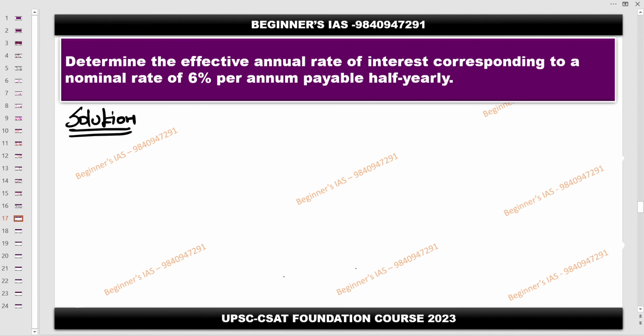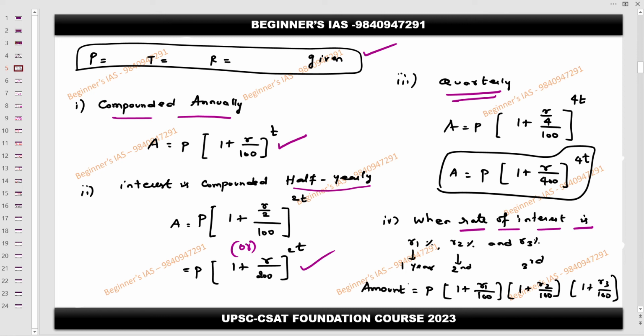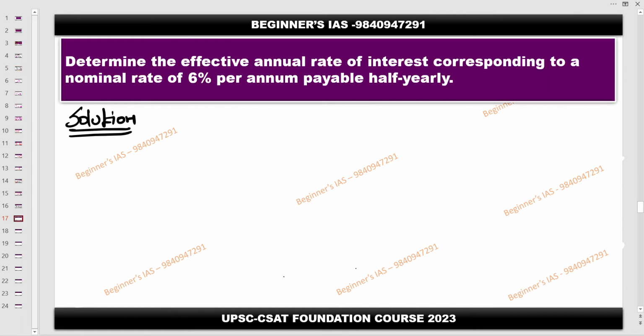Find the effective rate corresponding to your stated rate of 6% compounded semi-annually. Semi-annually means which one? This formula: A is equal to P into 1 plus R by 200 power 2t. You can apply that formula here. So A is equal to P. You don't know P, right? Take that P as 100.